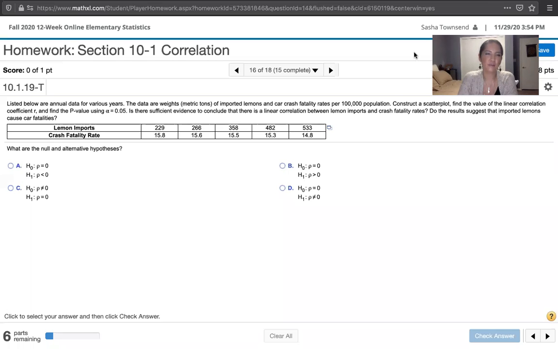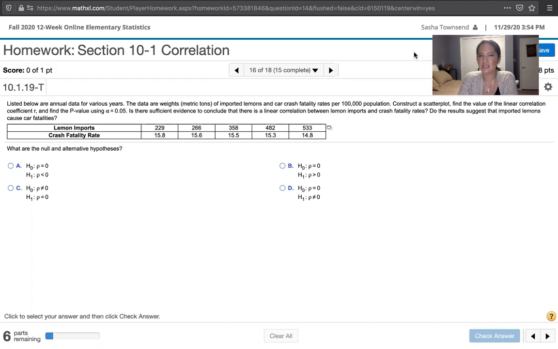In this video, we solved problem 10.1.19-T from Essentials of Statistics, 6th edition by Mario Triola. The problem statement says that listed below are annual data for various years. The data are weights in metric tons of imported lemons and car crash fatality rates per 100,000 from the population.